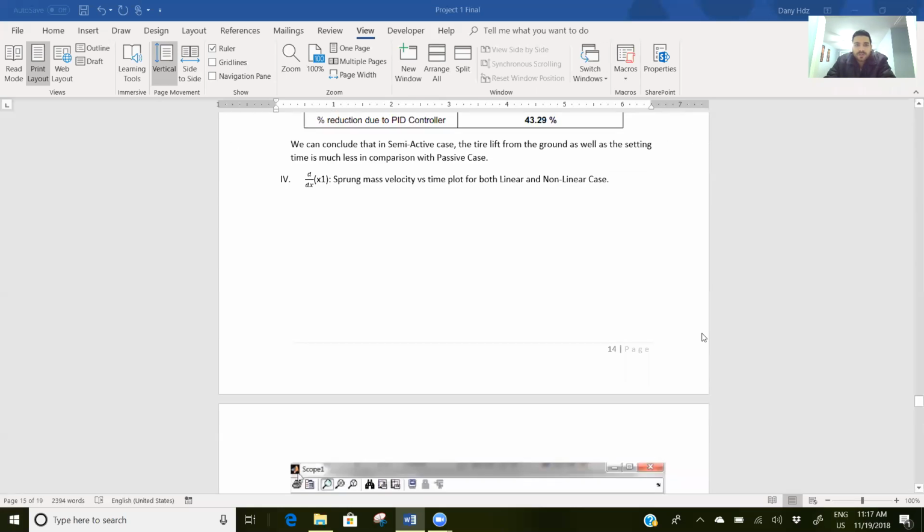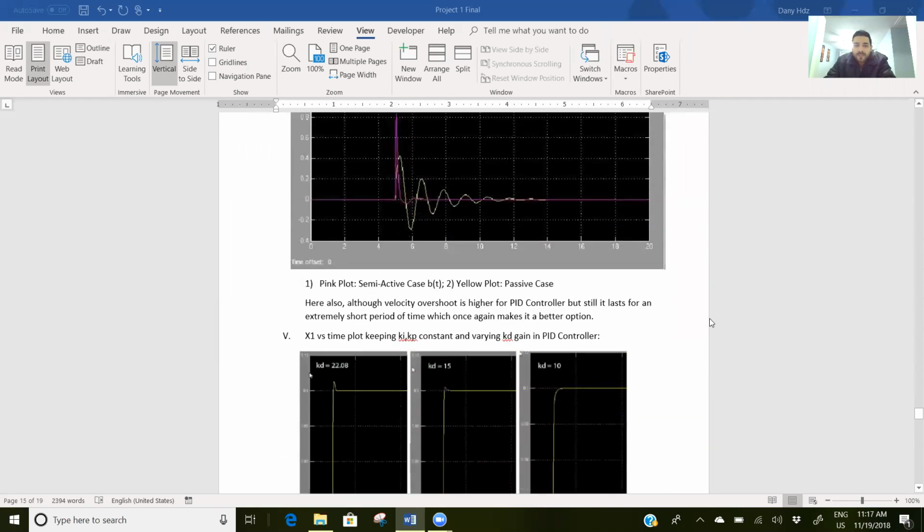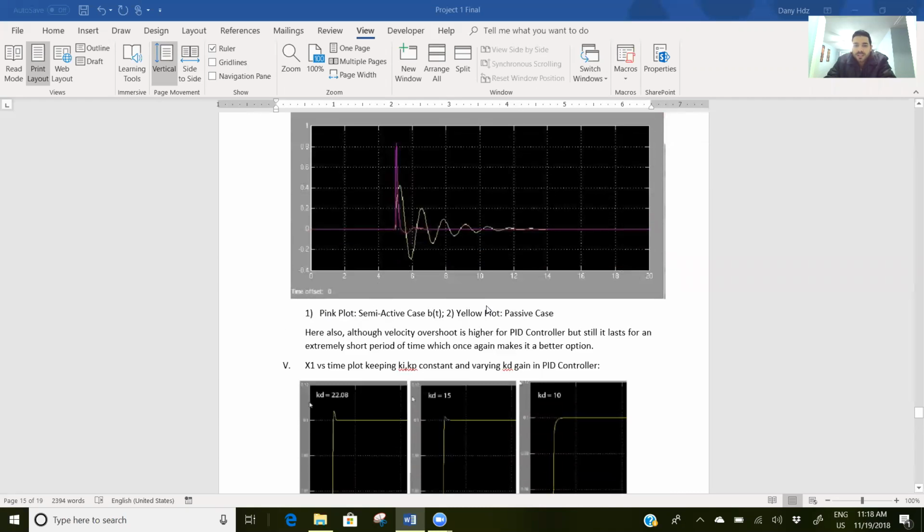Here we have the sprung mass velocity versus time for the linear and nonlinear cases, where the pink plot is the semi-active case, and the yellow plot is the passive case, which has a constant spring coefficient. Here also, although velocity overshoot is high for the PID controller, it lasts for an extremely short period of time, which once again makes it a better option.